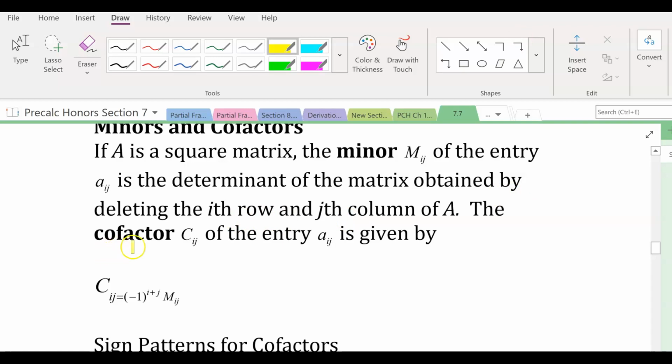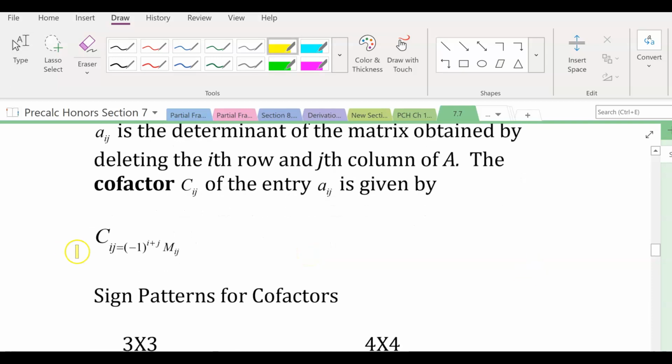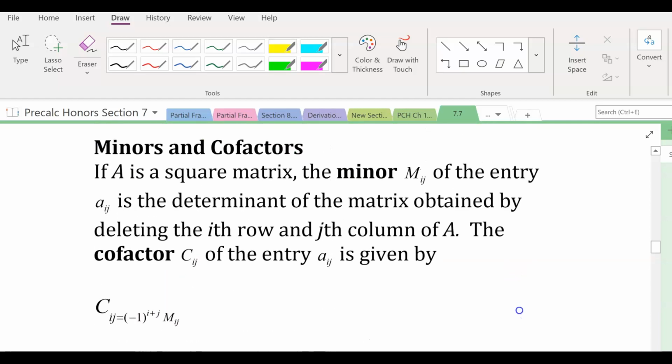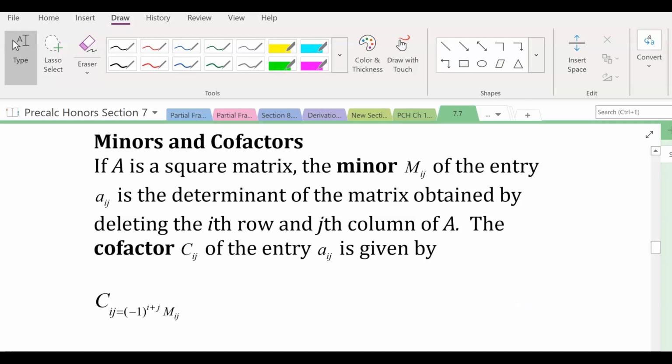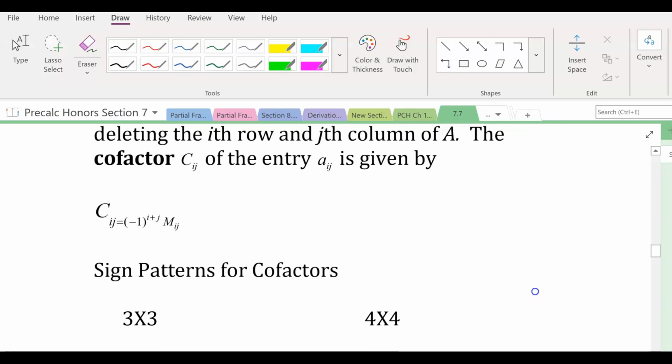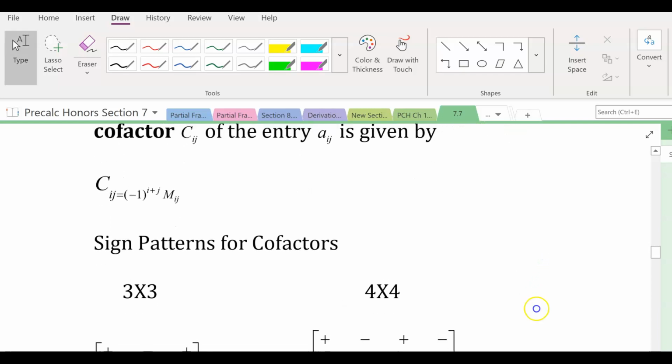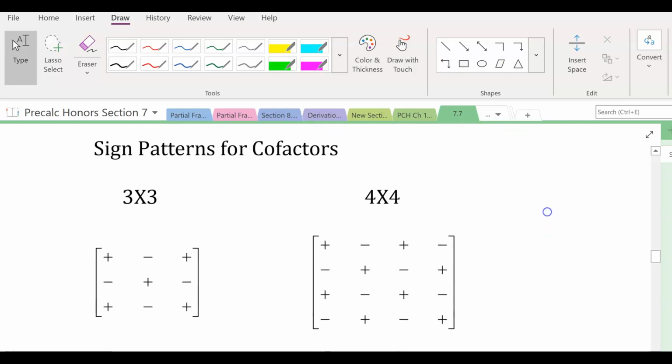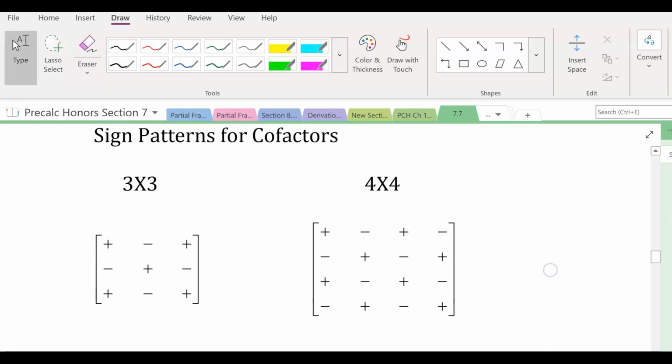The cofactor C sub ij of the entry A sub ij is given by C sub ij is negative 1 to the i plus j times M sub ij. So this sounds kind of complicated. The process is a little bit involved, but really it's not that difficult. Again, the minors and the cofactors are very similar. So once we find the minors, which we're going to do by finding determinants of 2 by 2 matrices, then we just assign them a sign based on this table of alternating positives and negatives.